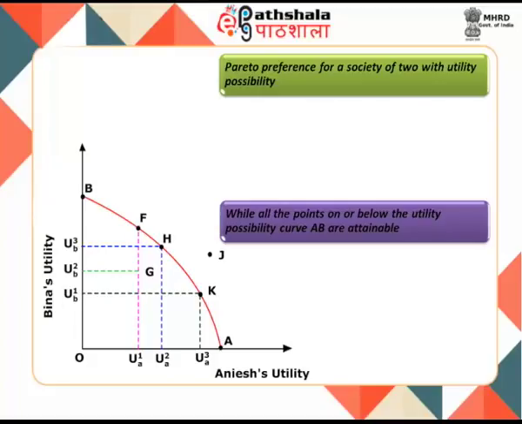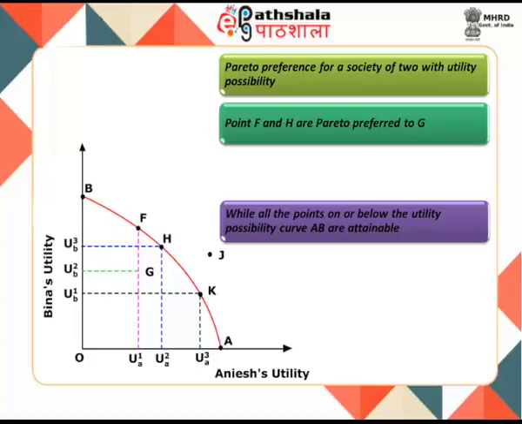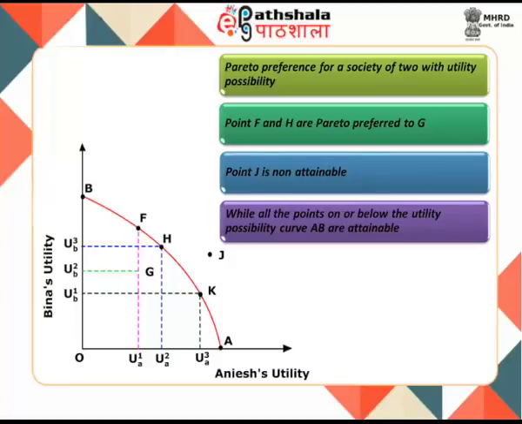Now let's compare 2 points G and H. Utilities of both is higher at point H as compared to point G. Hence, H is Pareto preferred to G. Similarly, F is also Pareto preferred to G as Anish's utility remains unchanged, but Bina's utility increases when we move from point G to point F.